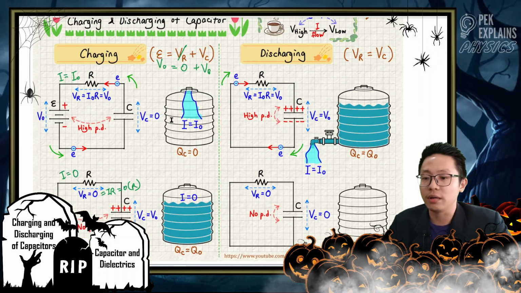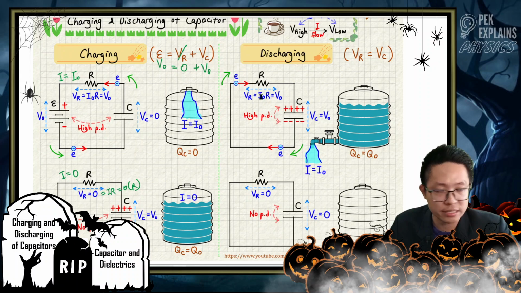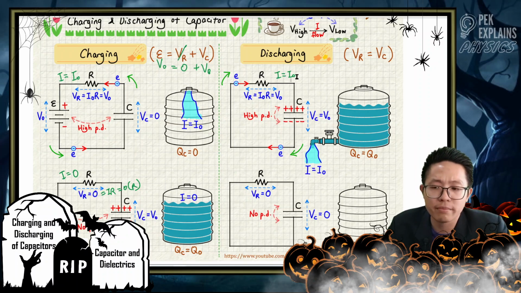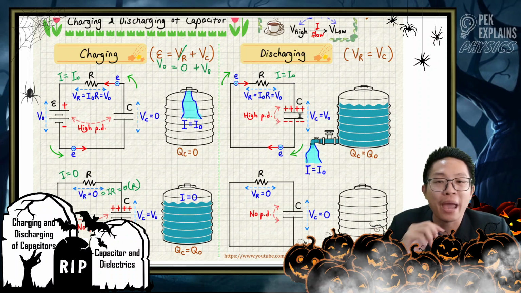Understand? Now let's look back at the discharging process. When you look at the resistor, same thing as the initial process. Initially it has the maximum current. That's why maximum current multiplied by resistor, I naught times R, gives you the maximum voltage across the resistor. And the capacitor also has maximum voltage. This time, because we don't have a battery, the resistor and capacitor are now in parallel.